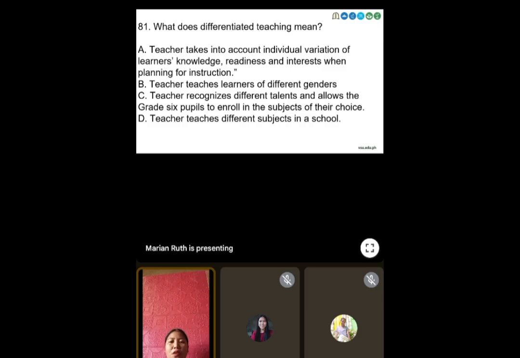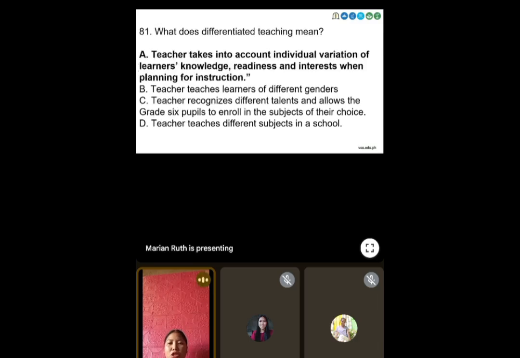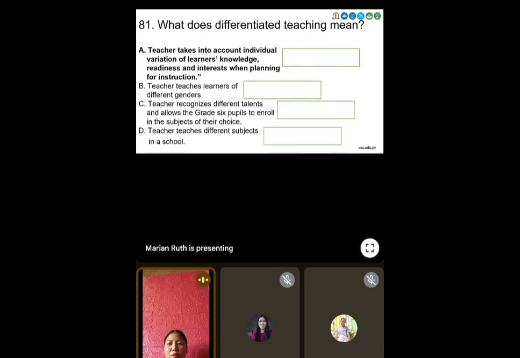So the correct answer is letter A. Teacher takes into account individual variations of learners' knowledge, readiness, and interest when planning for instruction. It's because differentiated instruction is about customizing teaching to student needs. Why not letter B, C, and D?